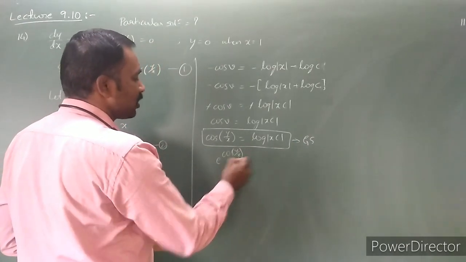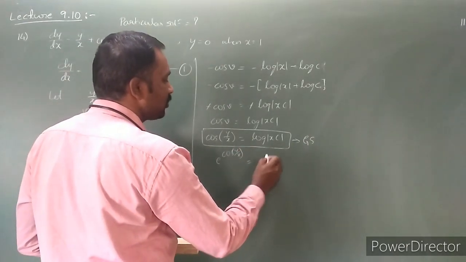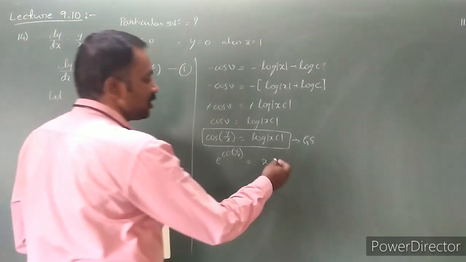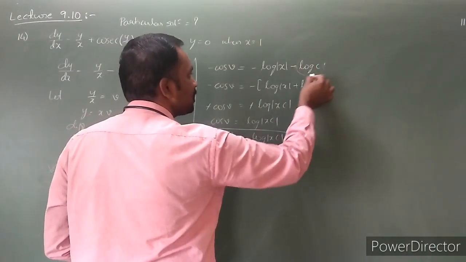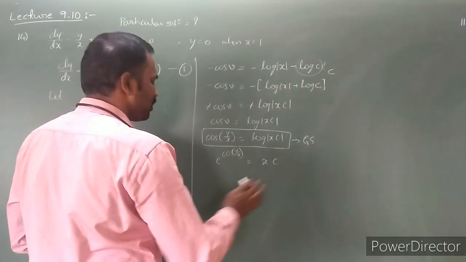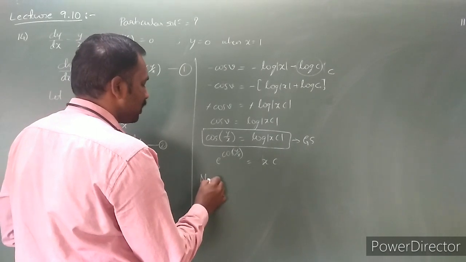e power cos of y by x is equal to x into c. In this way also we can write it. Instead of getting this one, we can write this as c itself. Simply we get the answer. Nothing to worry.